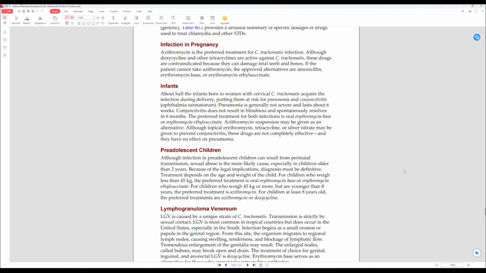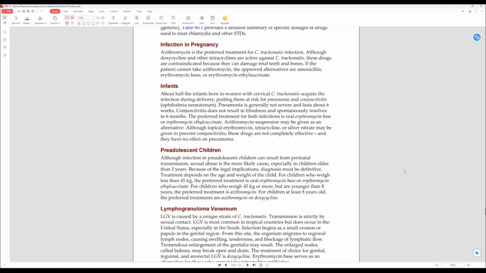In infants, about half the infants born to women with cervical C. trachomatis acquire the infection during delivery, putting them at risk for pneumonia and conjunctivitis. Pneumonia is generally not severe and lasts about 6 weeks. Conjunctivitis does not result in blindness and spontaneously resolves in 6 months. The preferred treatment for both infections is oral erythromycin base or erythromycin ethylsuccinate.